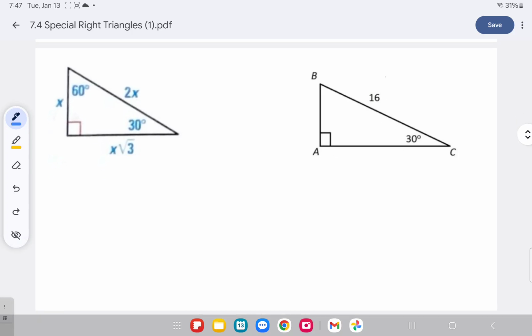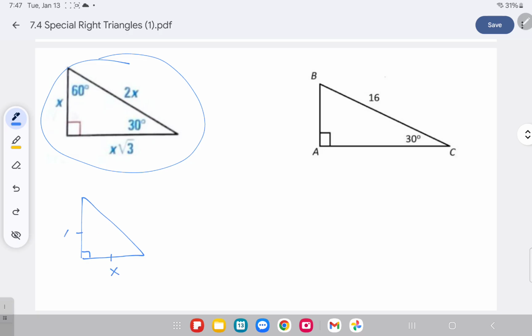Okay, now we're going to talk about the other type of special right triangle, which is the 30, 60, 90. So here's kind of our cheat sheet, just like for a 45, 45, 90. It was that if you know the legs, then the hypotenuse, you just multiply by root 2. But for a 30, 60, 90 right triangle, they could look different, but you'll always have one angle that's a 90-degree angle, one angle that's a 60-degree angle, and one angle that's a 30-degree angle.